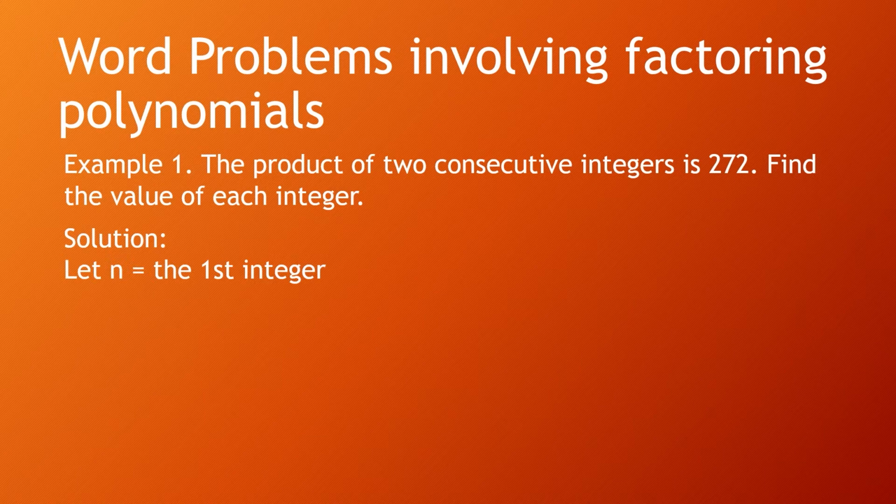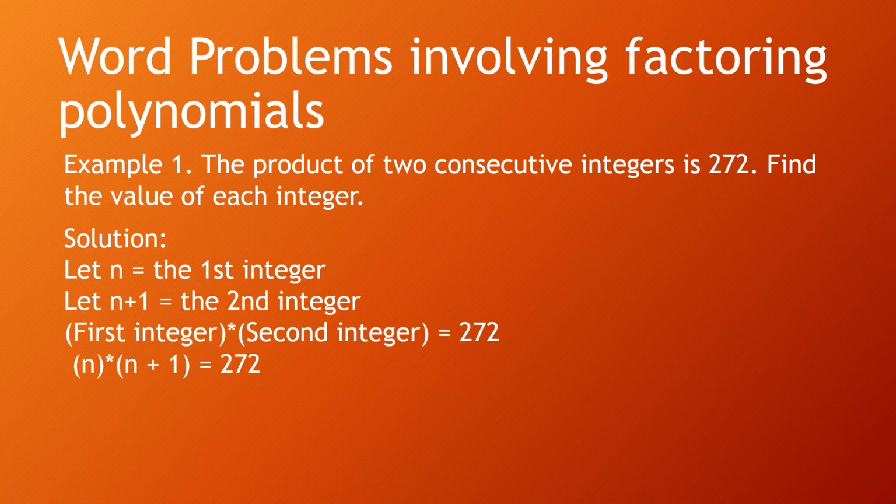First, let n be equal to the first integer. Next, let n plus 1 equal the second integer. Since the problem is looking for the product of two consecutive integers, we have the first integer times the second integer is equal to 272, or n times n plus 1 is equal to 272. If we multiply n times n, the product will be n squared, and if we multiply n times 1, the product will be n. So we have n squared plus n is equal to 272.